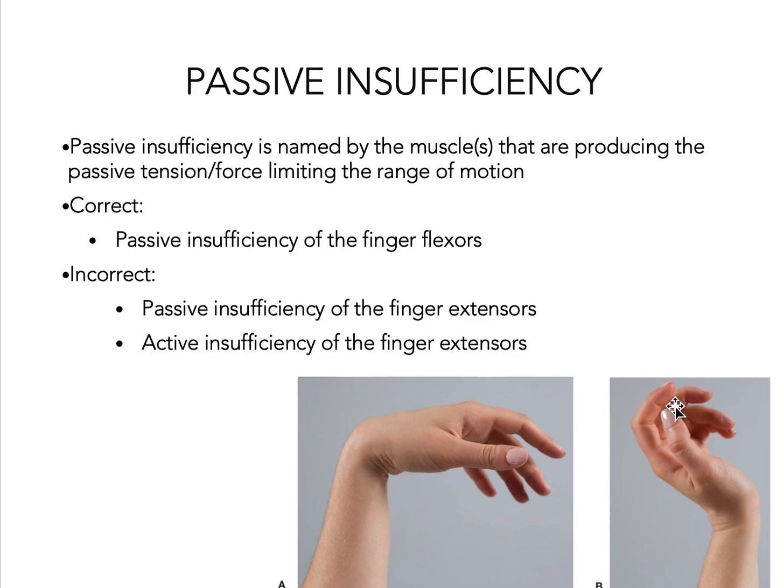An incorrect terminology would be passive insufficiency of finger extensors, because we're not stretching the finger extensors in this example, or active insufficiency of finger extensors. Once again, the finger extensors are not actively insufficient. We're creating this position because the finger flexors are passively unable to elongate to allow wrist extensors to create full range of motion.